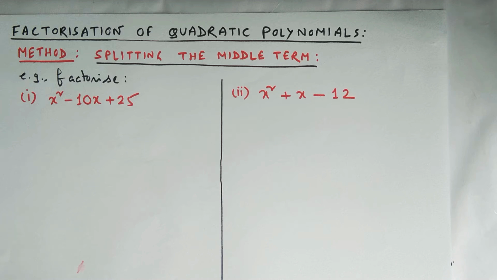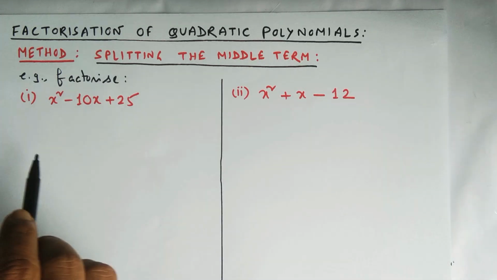Today's topic is factorization of quadratic polynomials, and the method is the splitting the middle term method. We have learned this method in class 8, and we use this method to get the factorization form, or the factors, of the quadratic polynomial. We use this splitting the middle term method for quadratic polynomials, and I'm going to explain two questions here.